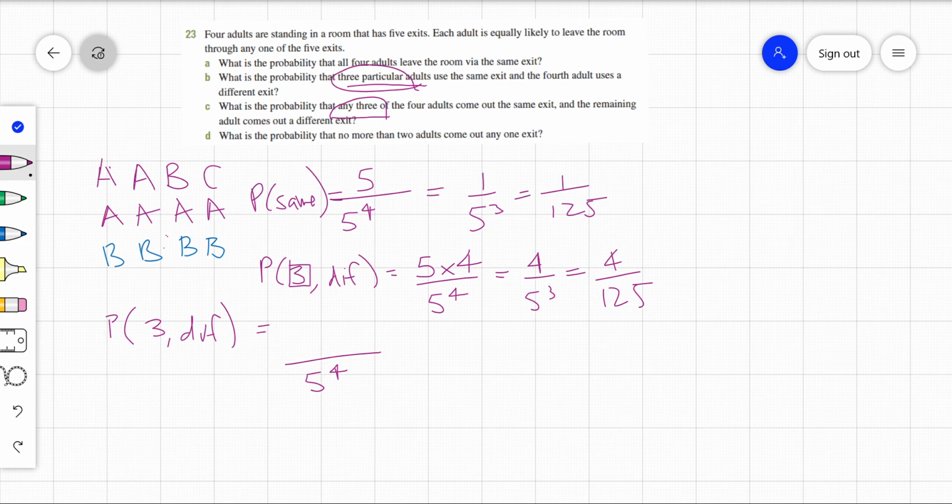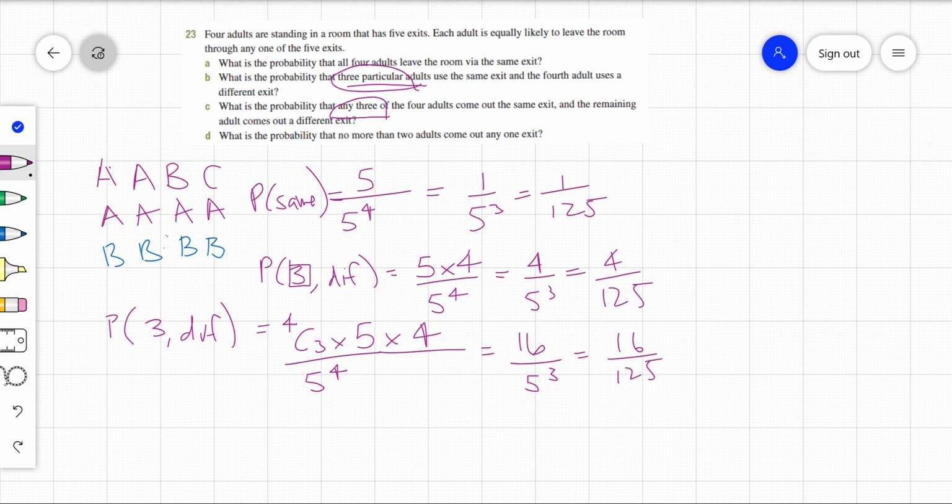So how many do we have? We've got 4 adults, so I'll go 4 choose 3. I'll choose which 3 go through, so it could be those 3 or those 3 or those 3. Once we've chosen which 3, they can choose which door they're going to go through. And then the last person, the little odd person, has now got 4 choices of exits because the only one they can't go through is the one that the other 3 have gone through. So that should be 16. 4 4s are 16 on 5 cubed because the 5s will cancel. So that's 16 on 125.